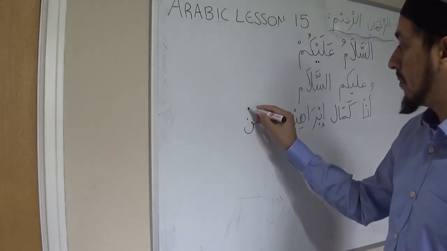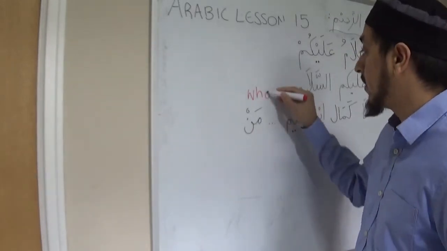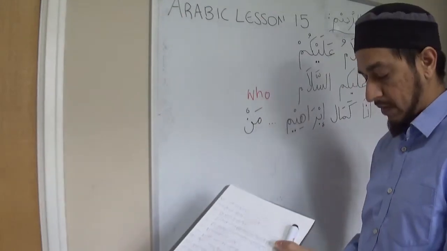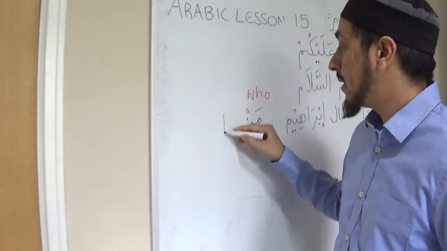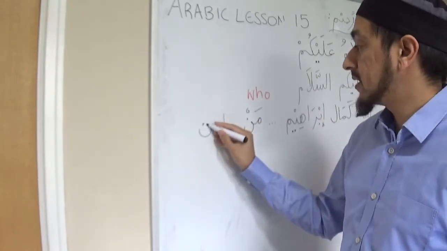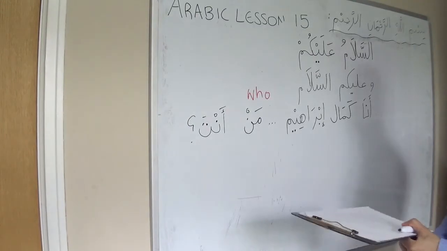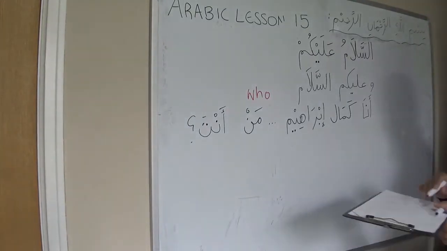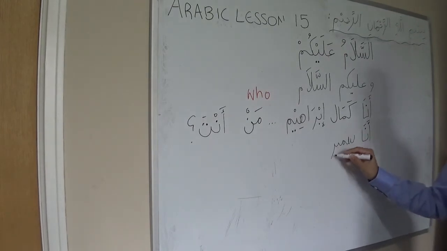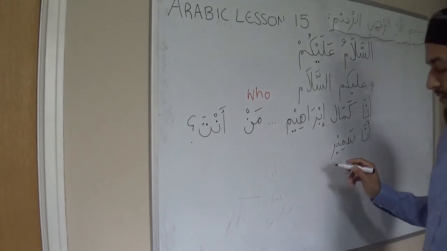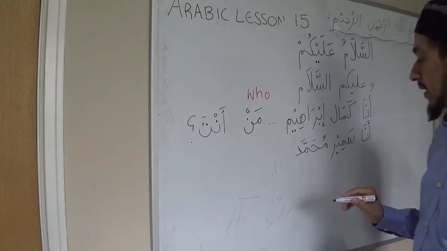Man, this is a new word. Man means who. We've seen min, which is from. Man means who. And again, another pronoun, not joined to a noun. Man anta. I said ana Kamal, and now we're asking, who are you? Man anta, who are you? And then the person answers, ana Samir. I am Samir Muhammad.